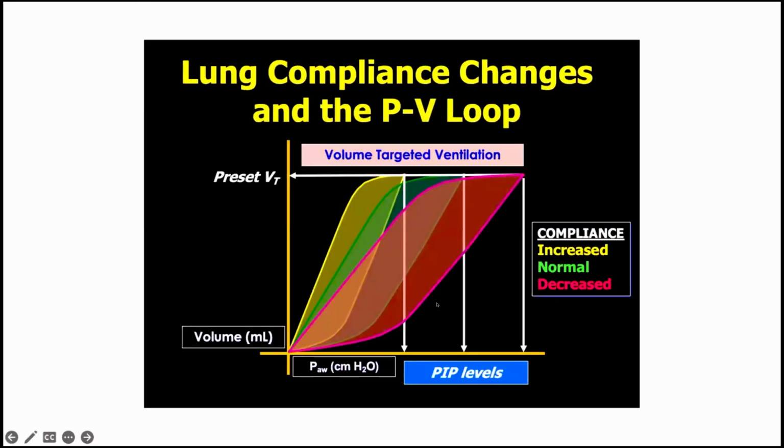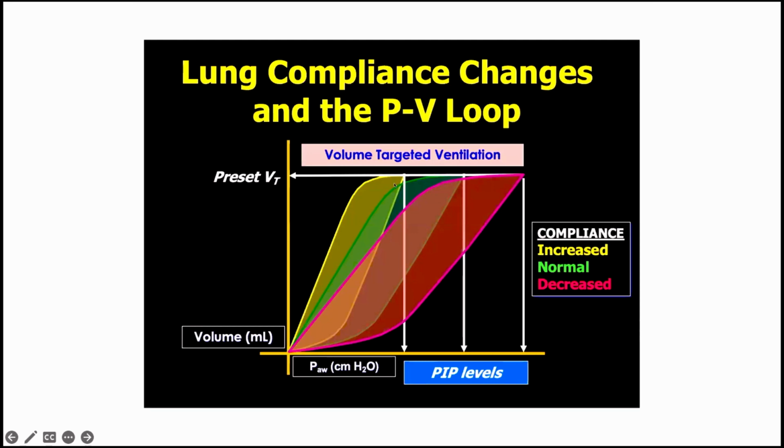So this is a pressure volume loop in volume targeted ventilation. Here the volume is going to be the same. Depending on the compliance, which is increased, normal, or decreased, in volume targeted ventilation, when the compliance is increased, you can have the same volume at the least pressure. So when the patient is in volume control mode and the volume is targeted, the volume is the same. If the compliance is increased, the pressure level will be less.